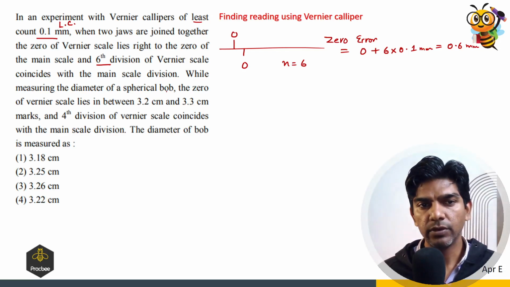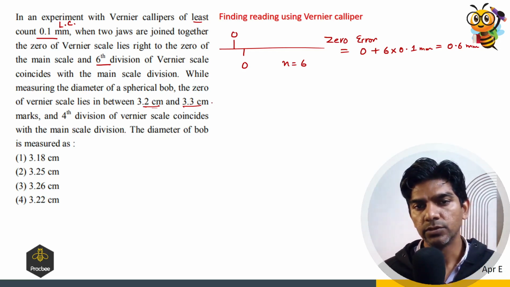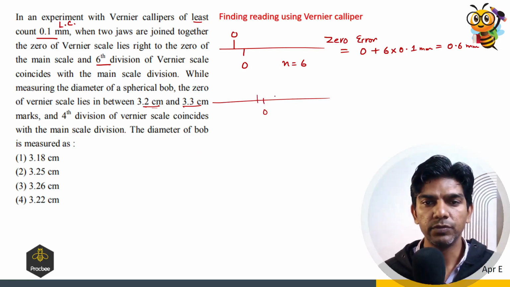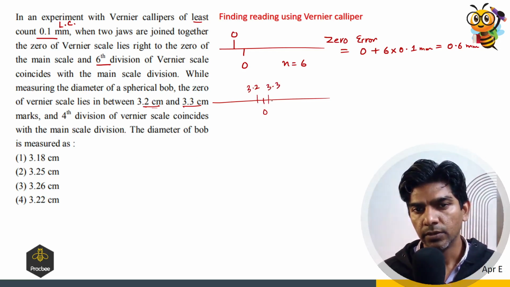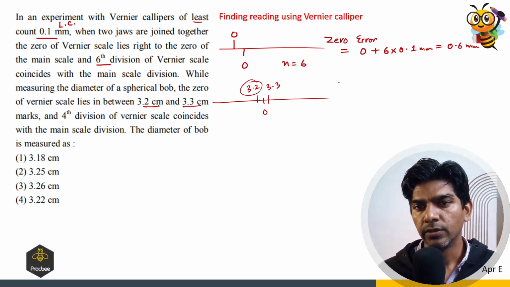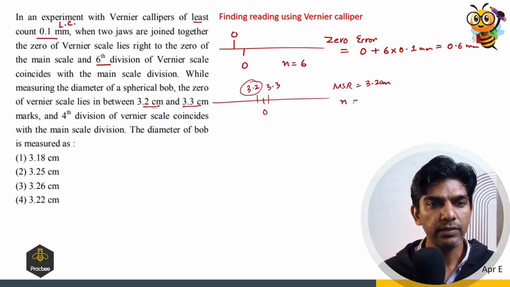While measuring the diameter of a spherical bulb, the zero of the Vernier scale lies between 3.2 centimeter and 3.3 centimeter mark, and the 4th division of the Vernier scale coincides with the main scale division. So when we are measuring, this is the zero of the Vernier scale and it lies between 3.2 and 3.3 centimeter. So the reading on the main scale, which is to the left of the zero of the Vernier scale, is 3.2. So main scale reading will be 3.2 centimeter. N is given as 4.